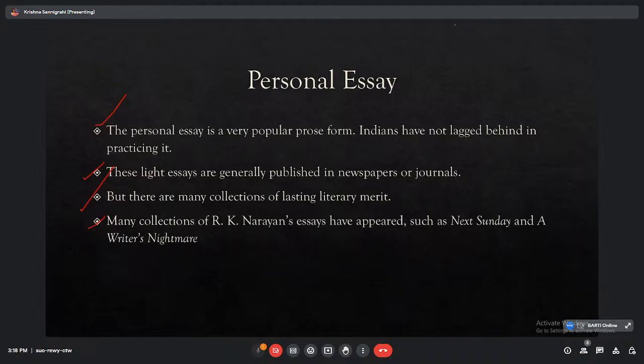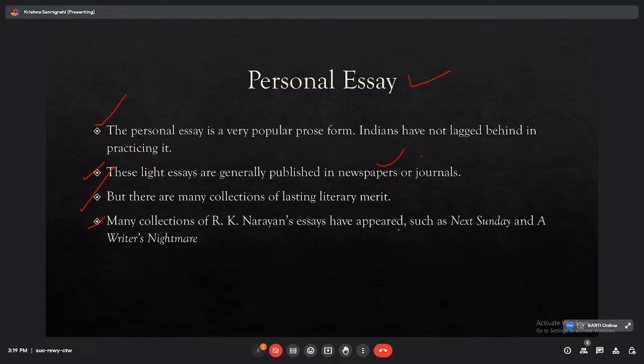So, the personal essay is about writing on particular topics which you wish to write. Essay writing, I think everyone has done in school, because it is one of the important ways of assessing students, wherein your creativity is analyzed and your English skills are analyzed. So personal essays are a practice practiced by many people. There are many collections of lasting literary merit in this genre, which are light personal essays, published in newspapers or journals.